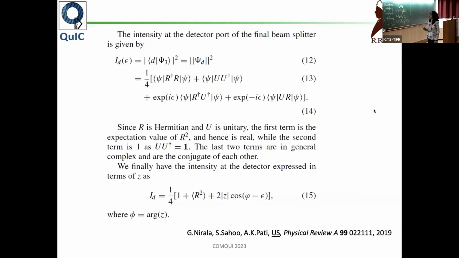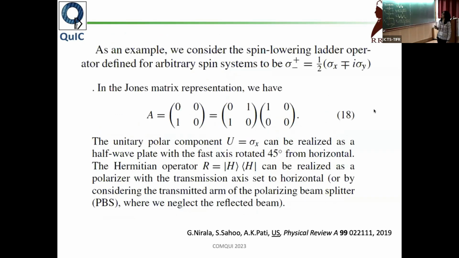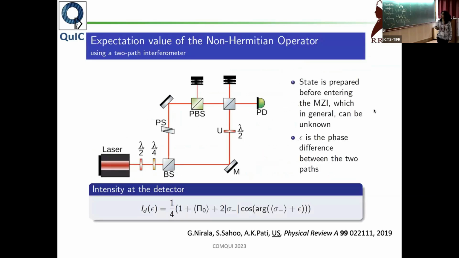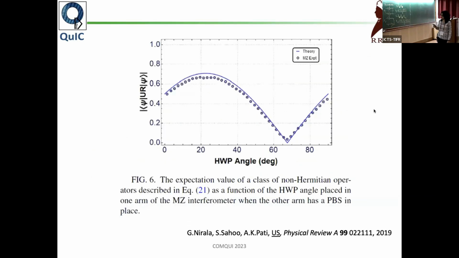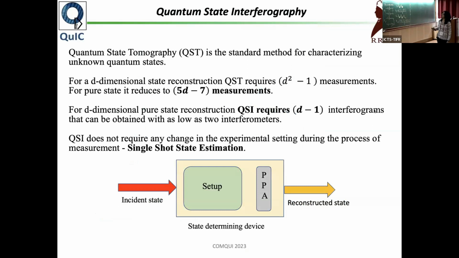And so this is a bit much, I guess. Having said that, a lot of reading for a 25-minute talk, there's always a lot of reading. And so this is what we went on to show. This is the weak value as a function of half-wave plate angle. And it was a very nice result. But I go on to quantum state interferography.